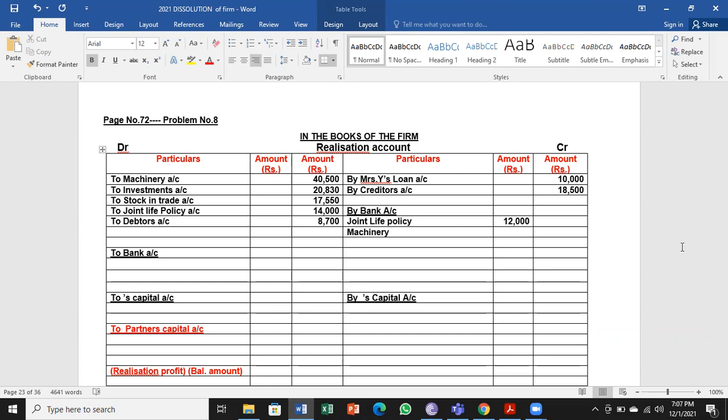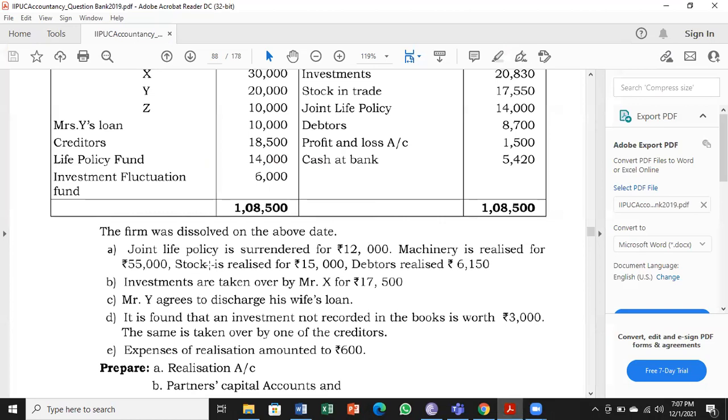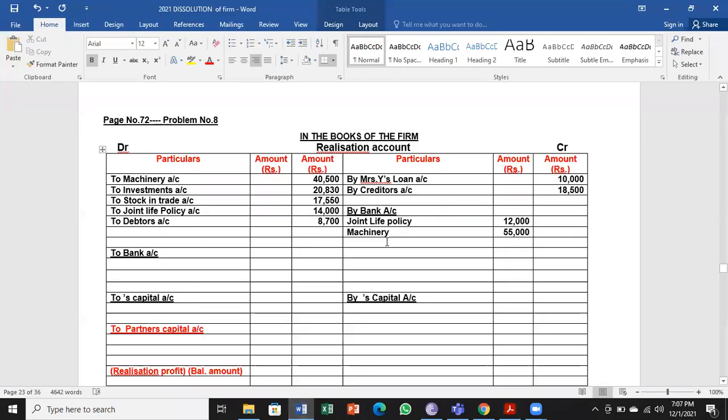Machinery has been sold and converted into cash, 55,000. Then stock realized 15,000. Debtors realized 6,150. So next asset is stock, 15,000. Debtors, 6,150.